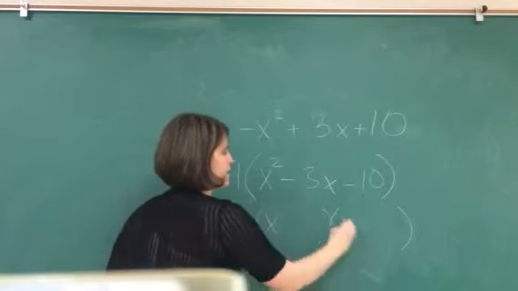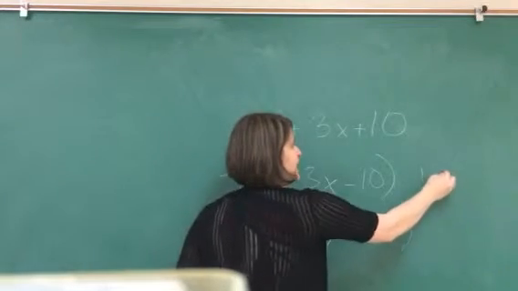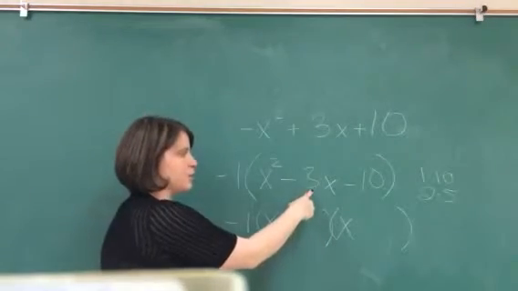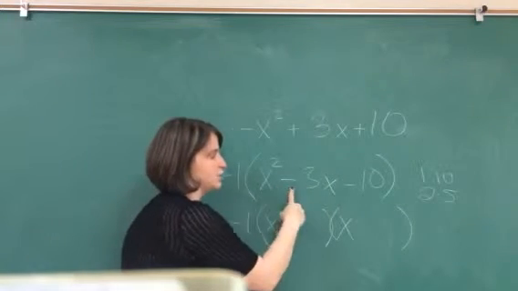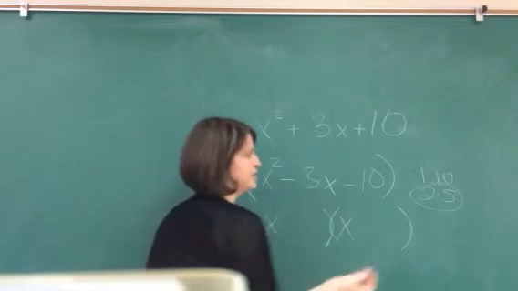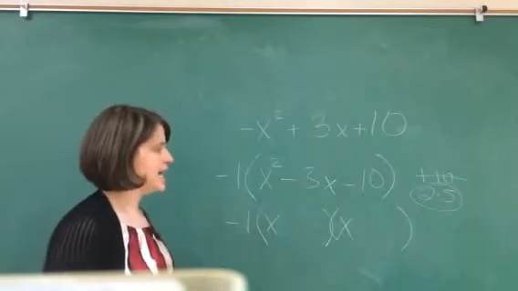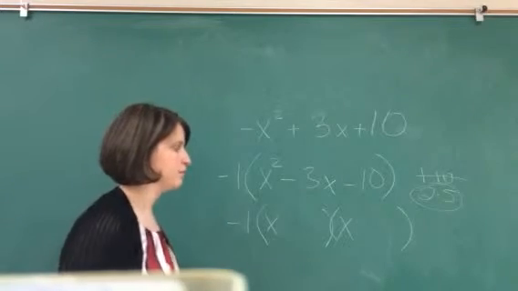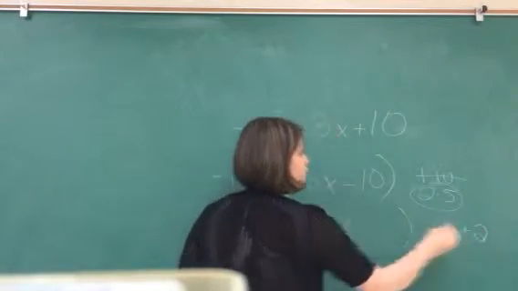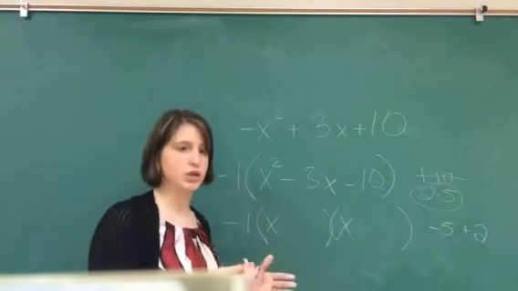So we got x and x. I need two numbers that multiply to get me 10. So 1 and 10, or 2 and 5. They need to get me negative 3 when I add or subtract them. So the only thing that's going to give me 3 is 2 and 5, right? 1 and 10 is going to get me 9 or 11. So how can I get negative 3 with 2 and 5? Well, if I had negative 5 and positive 2, that would get me negative 3. You might need to try a couple of them to see what's going to work.